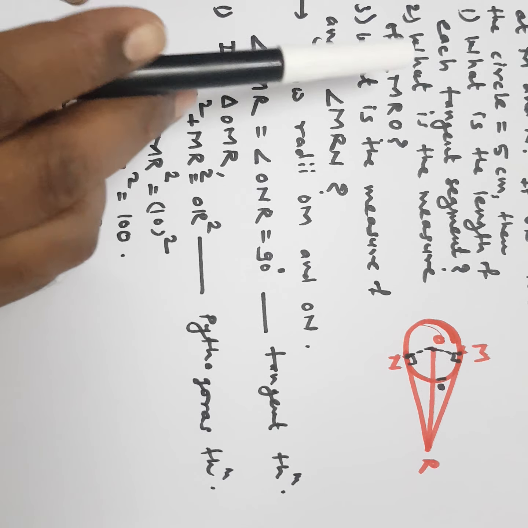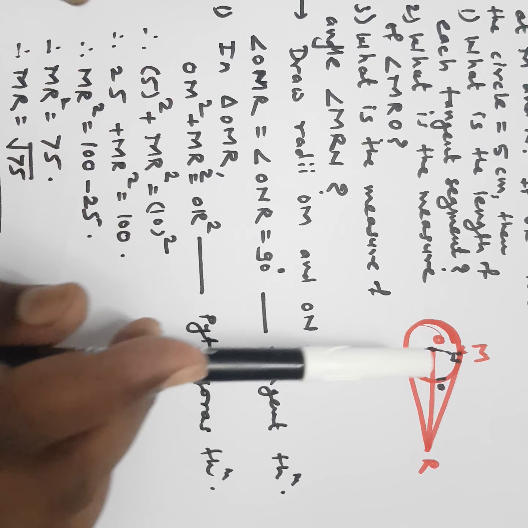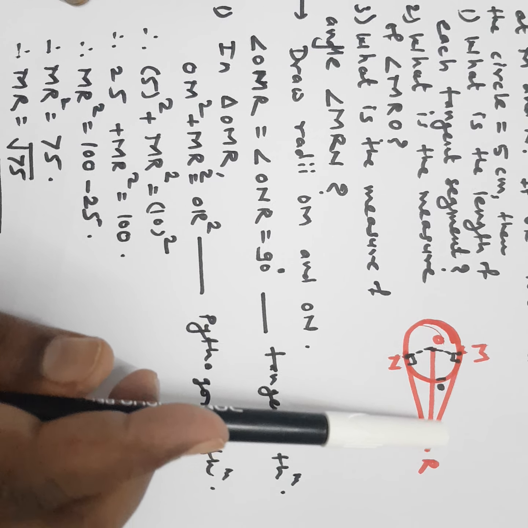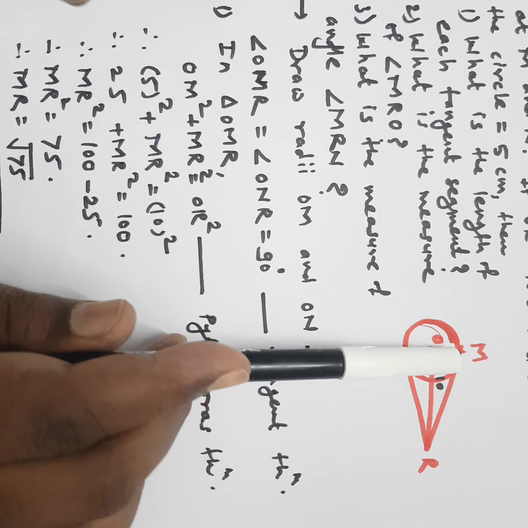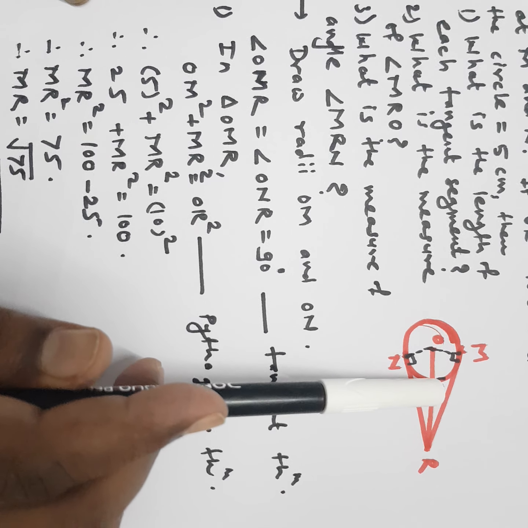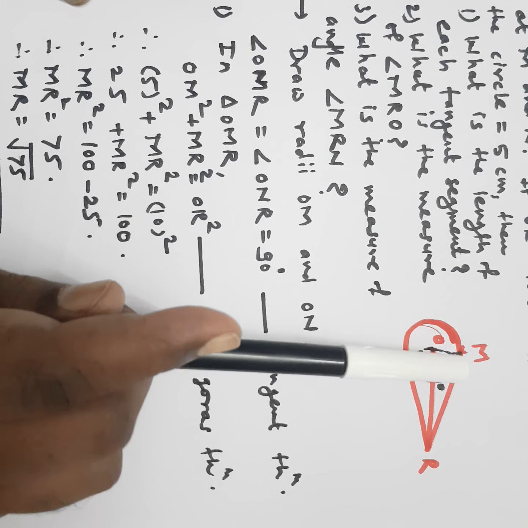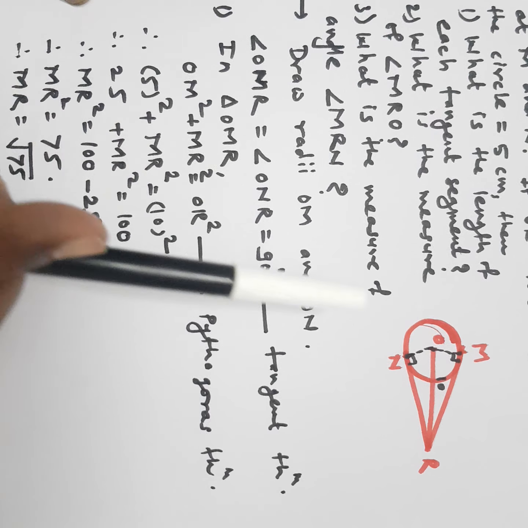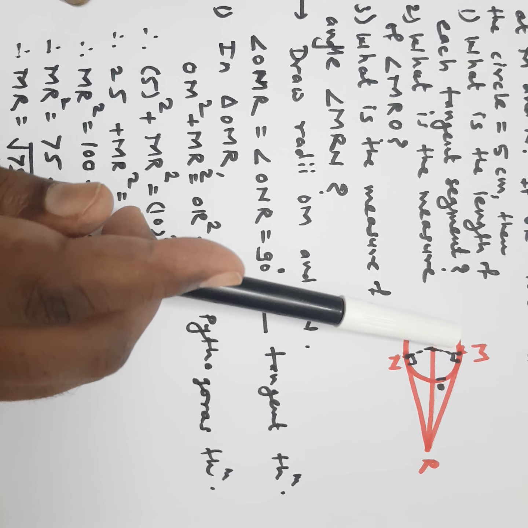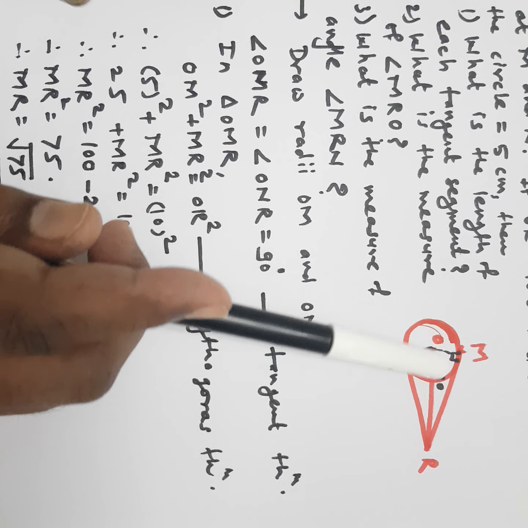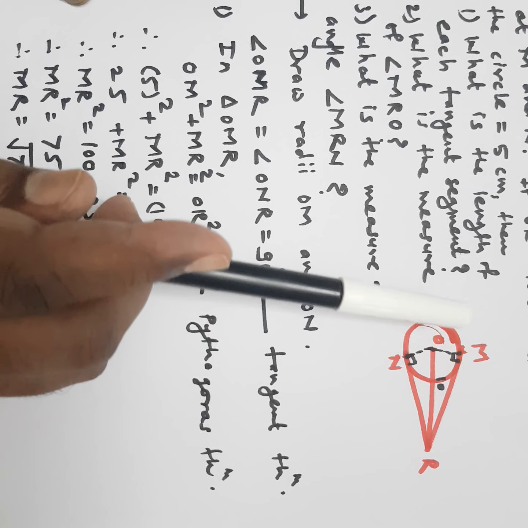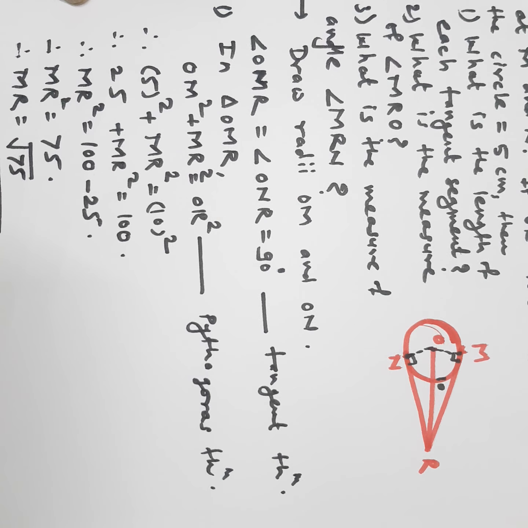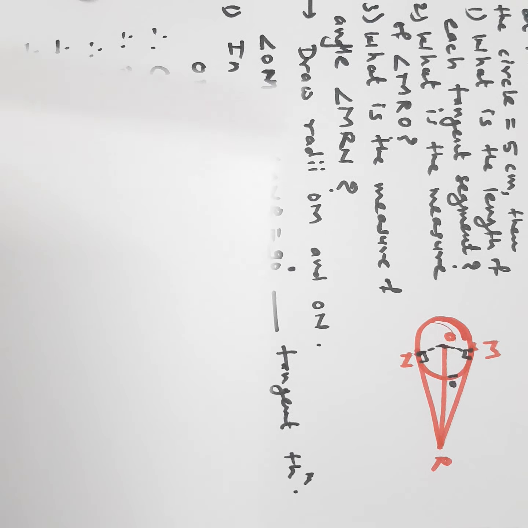Now, the second thing we have to find is the measure of angle MRO. Here, OR is the hypotenuse of the right angle triangle and it is given as 10 centimeter. Then OM is one of the perpendicular sides and it is given as 5. The radius is 5. Therefore, it is half of the hypotenuse, which means the angle opposite to OM must be 30 degree. Now we will solve it on the next page.